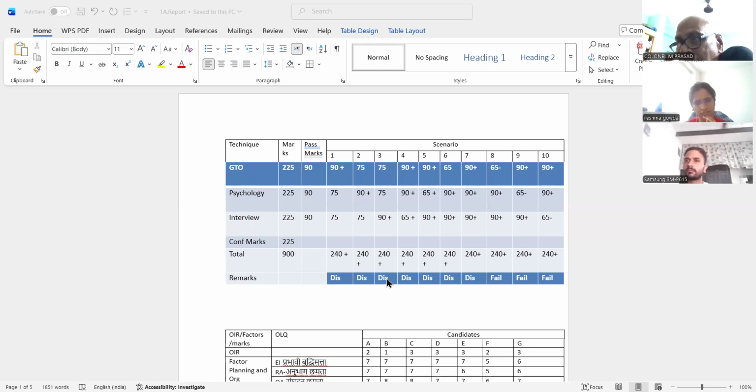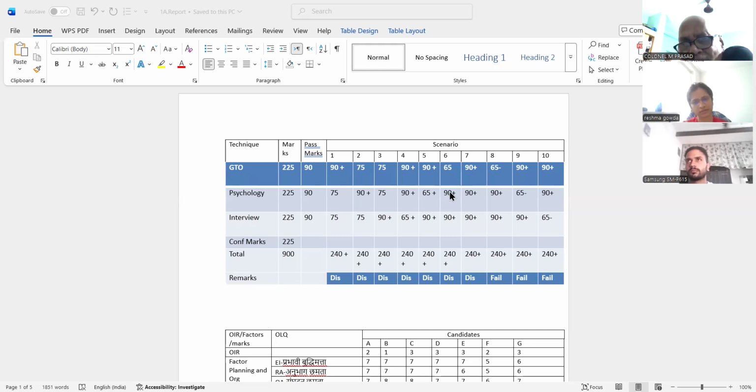Even if you are passed by one or two, if your total marks are less than 240, then you are dropped. No discussion takes place. So the aim should be to endeavor to at least pass in one and do reasonably well in the other two techniques, even if you have not done well, so that your total marks are 240 plus, and you have a fair chance of passing.